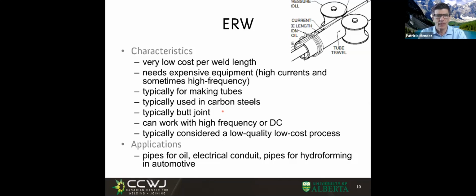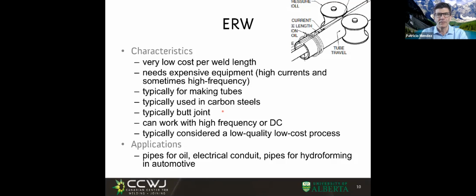It's typically used for making tubes, typically in carbon steels, but people have explored how to use it also for stainless. Typically, these are butt joints. And here's something paradoxical. This is typically considered a low quality, low cost process. So people would say that ERW pipe is never as good as a sub-arc welded pipe. And I am sure they say that for some good reasons, and it's probably even true.